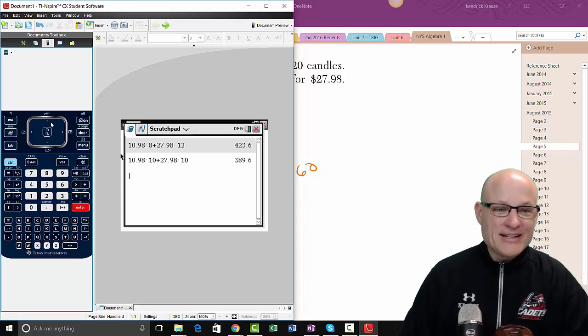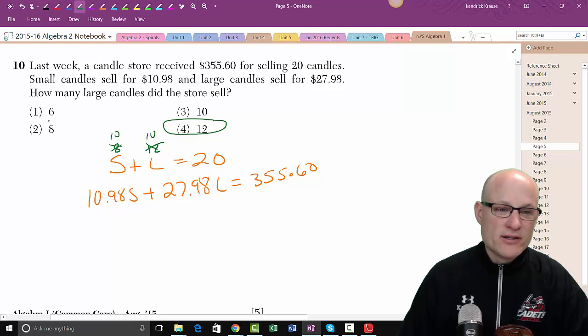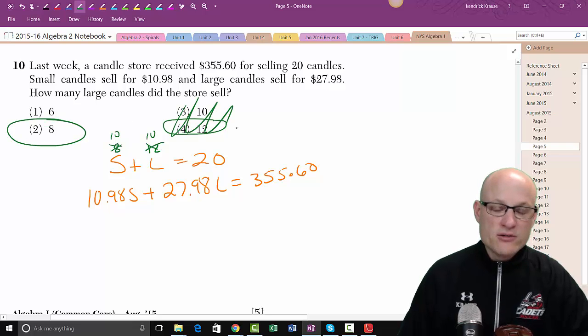The next one was 8 large candles, so we'll go to 8 large candles. So times 8, which if this is 8, then this over here would be 12. 355.60, 355.60. There it is. The winner is 8.